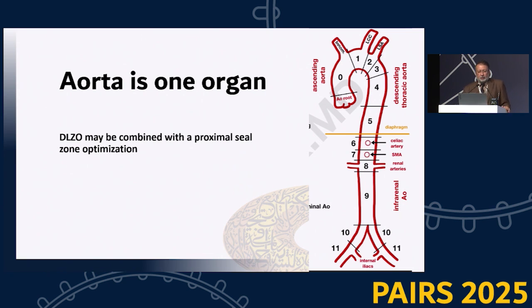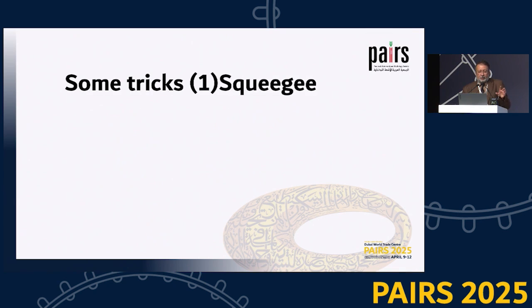So the aorta is one organ. DELZO is a standard technique for optimization of the distal landing zone. Obviously, optimizing the proximal landing zone will help you, of course. This is one of the tricks that I've used across attending courses.